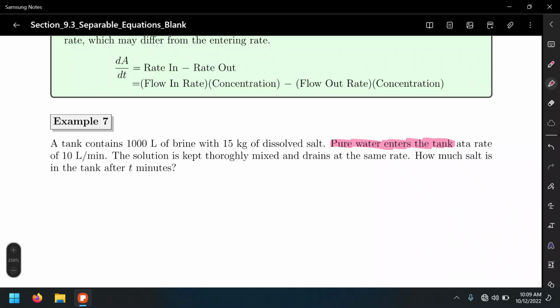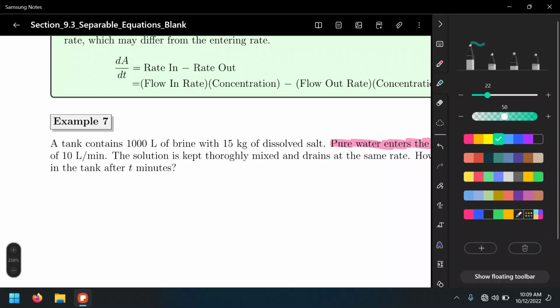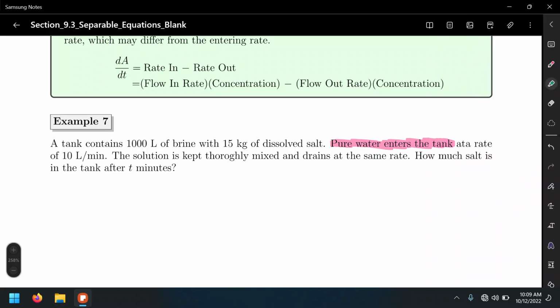And at a rate of 10 liters per minute. The solution is kept thoroughly mixed and drains at the same rate that comes in. All right, that's another piece of information that you want to keep in mind. The solution is kept thoroughly mixed at the same rate. How much salt is in the tank after T minutes?